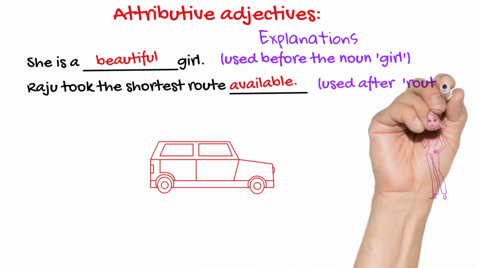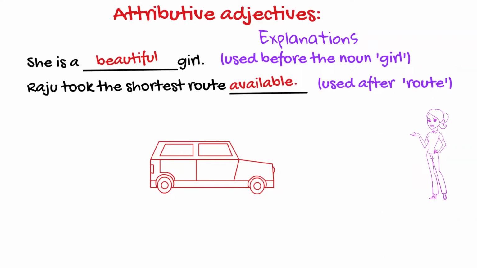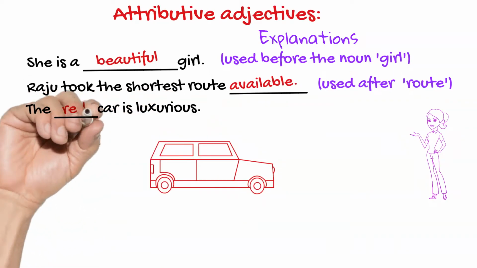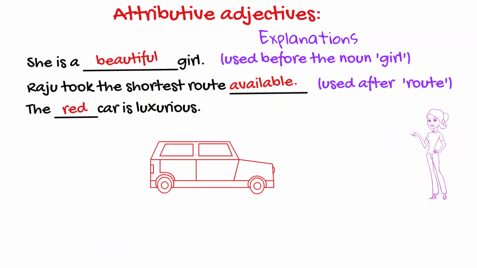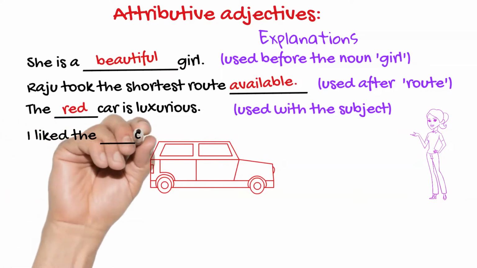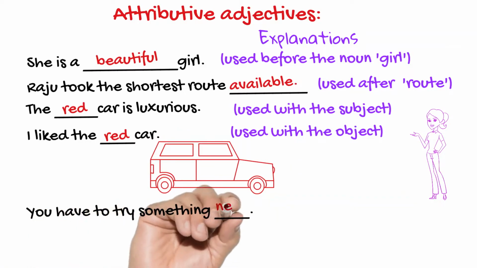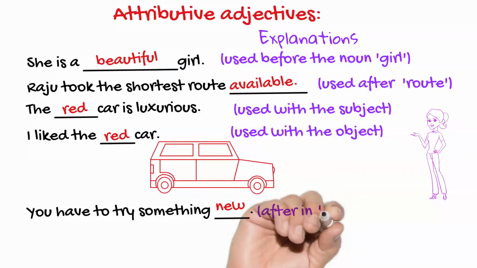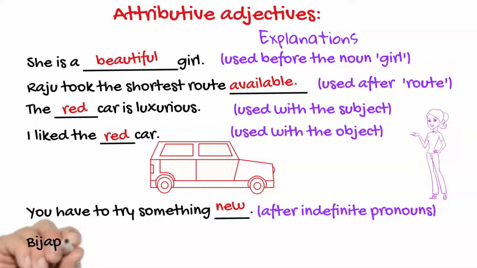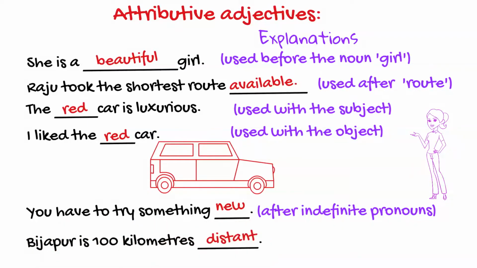A few more examples. Please note a mini explanation regarding the placements of attributive adjectives beside the examples. The red car is luxurious. Attributive adjective used with the subject. I liked the red car. It is an attributive adjective used with an object. You have to try something new. Attributive adjectives usually come after indefinite pronouns. Bijapur is 100 kilometers distant. Attributive adjective used after expressions of measurement.